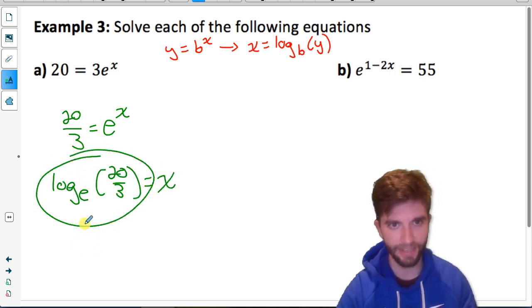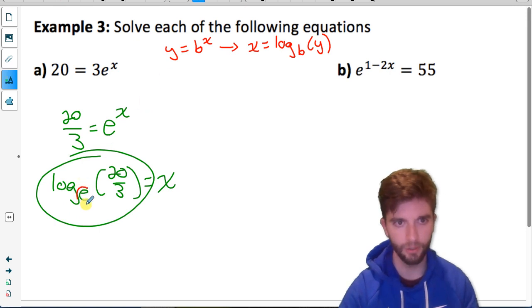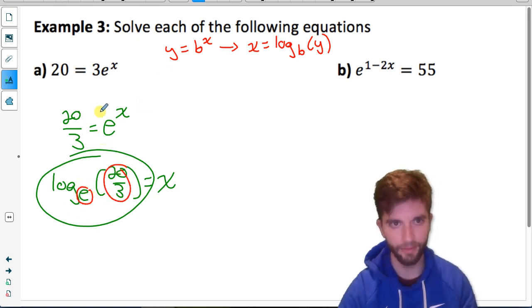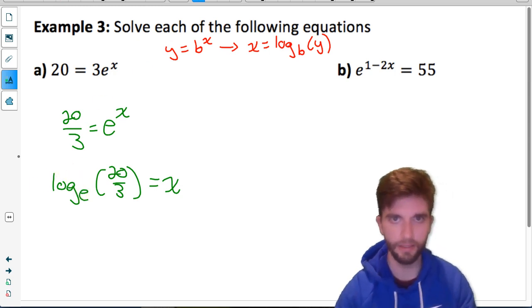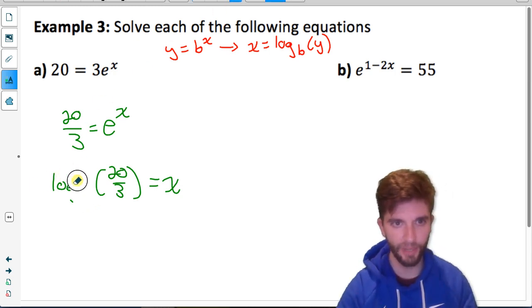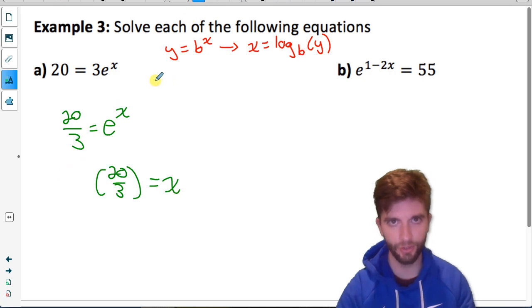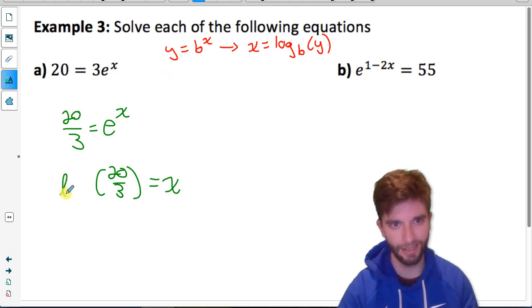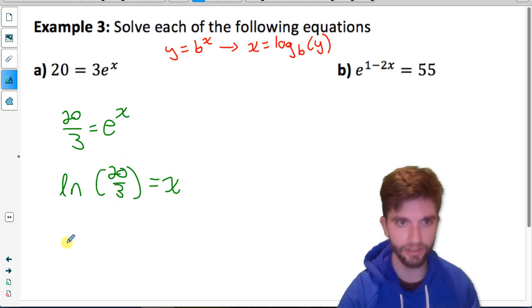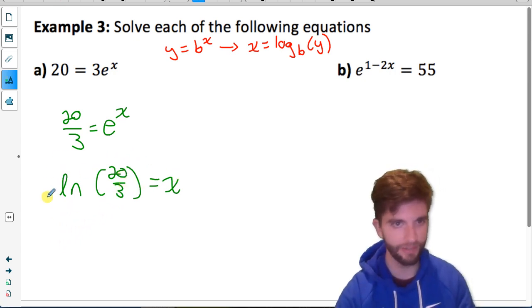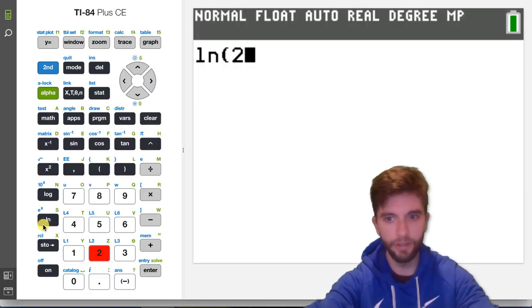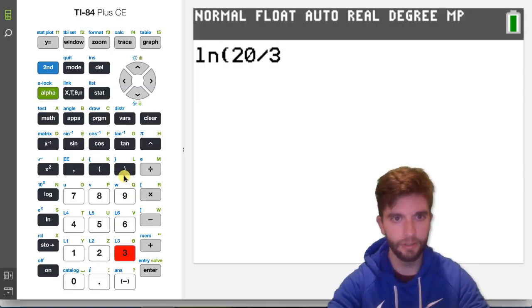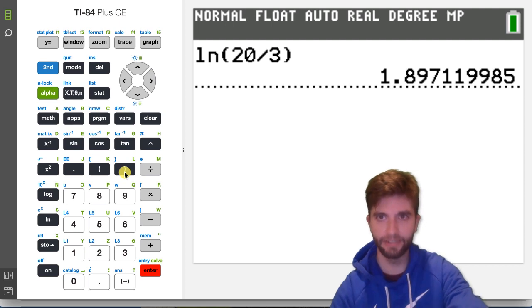This is just a way of asking your calculator what exponent goes on e to get that, and that's exactly what this equation wants. But you would never write log base e. Log base e, we have a notation for that. That's the natural logarithm. You could just write ln. Ln of 20 over 3 equals x. And then we can just evaluate this on the calculator to get an approximate value. Ln of 20 over 3, we get about 1.897.